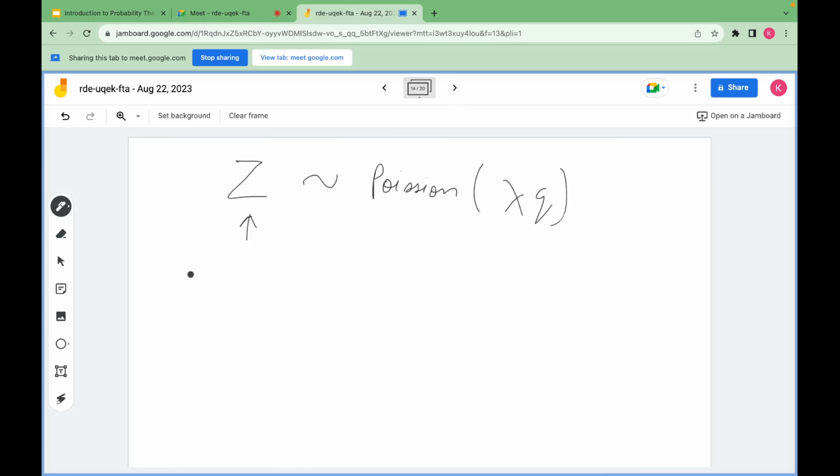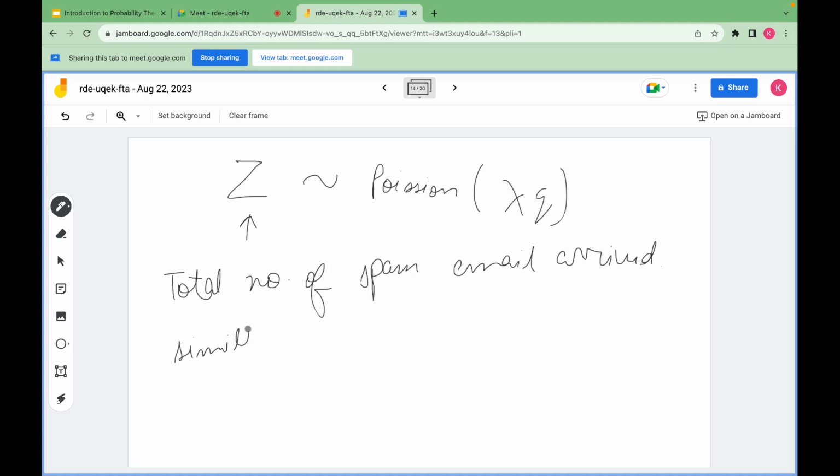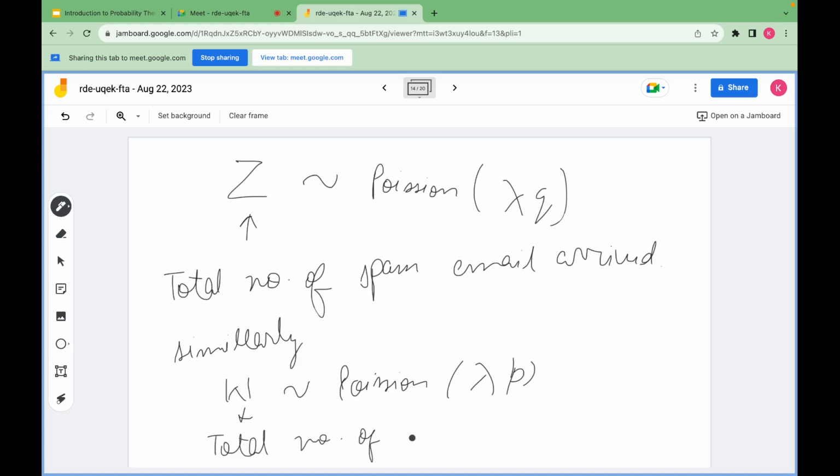So this was nothing but the total number of spam emails arrived. Similarly, W is also a Poisson distribution with parameter lambda p, where W is the total number of non-spam emails.